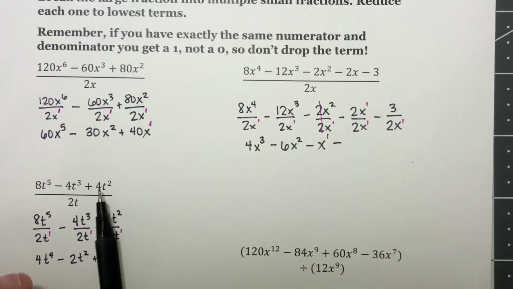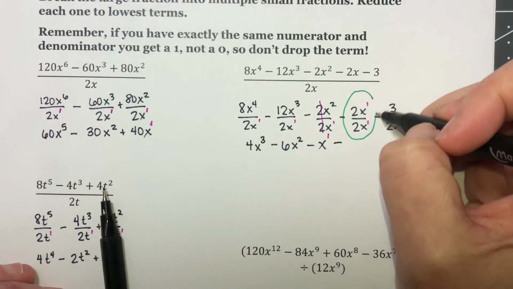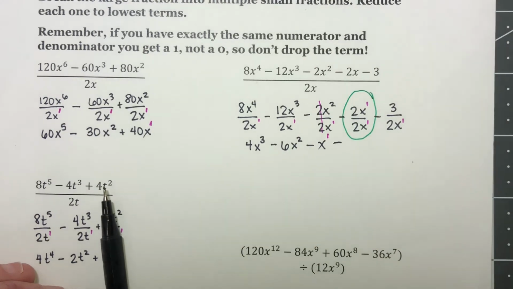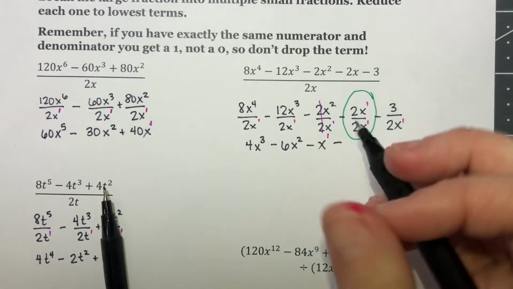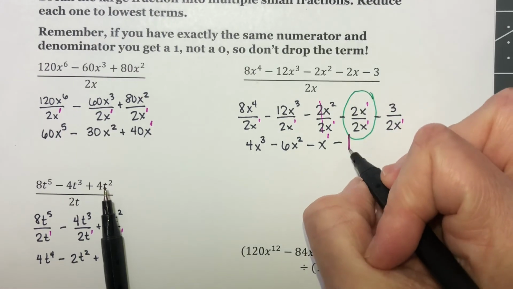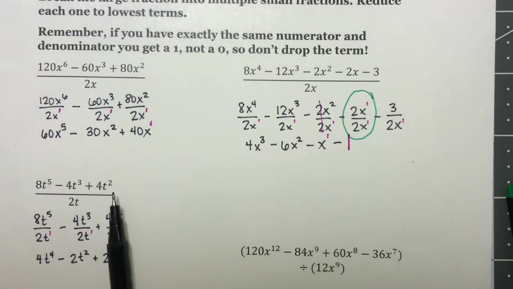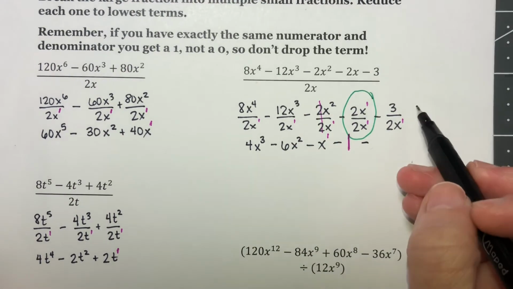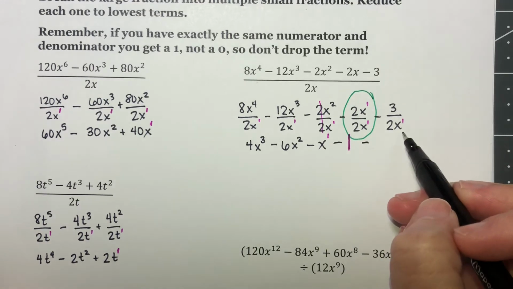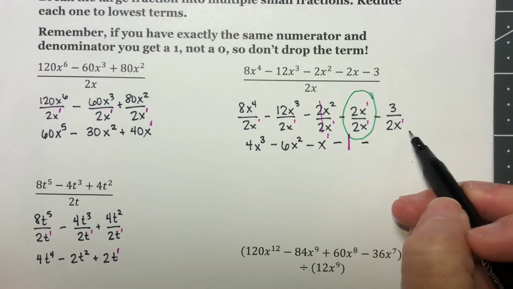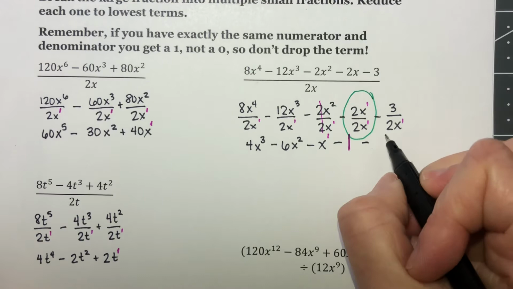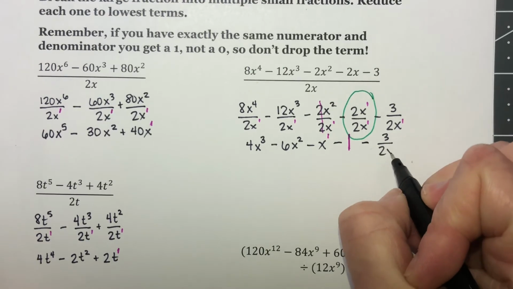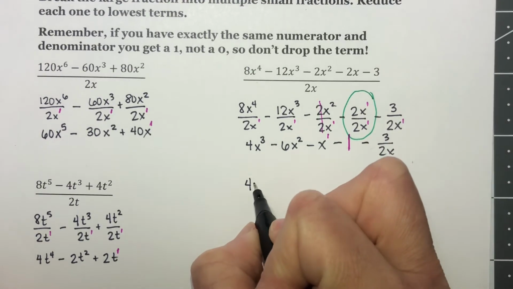Minus. Now this is where people get messed up all the time. 2 divided by 2 is 1. x divided by x is 1. So 2x divided by 2x is 1. Do not make that a 0. Minus. So I have 3 over 2x. 3 and 2 do not reduce. There's no x up here. This stays the same. So let me recopy this in better form.